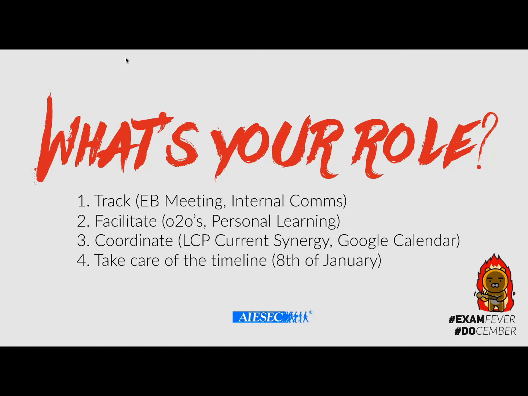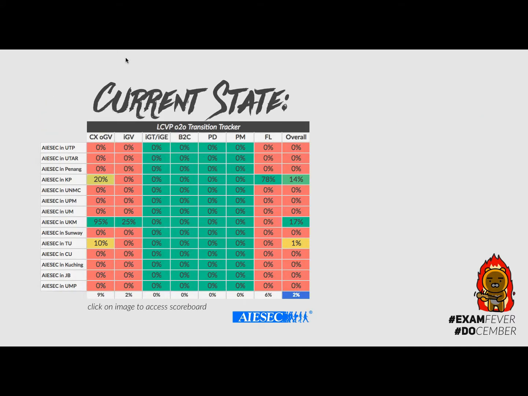And then lastly is take care of the timeline. Because the transition one-to-one should be over by the 8th of January so that your EVs can be extremely ready for EBMT Bootcamp and MPM, and they will not be lost when they are having the planning process and everything else there. Yeah, so if you want to know our current state, you can actually click here.